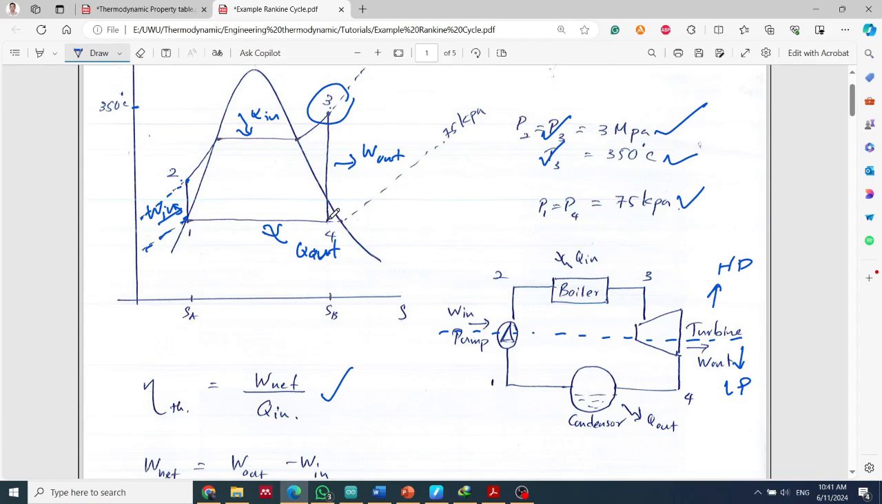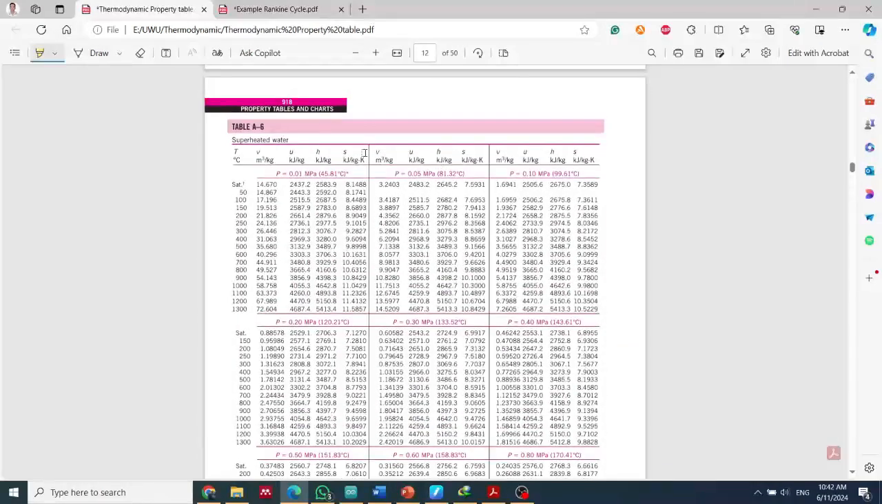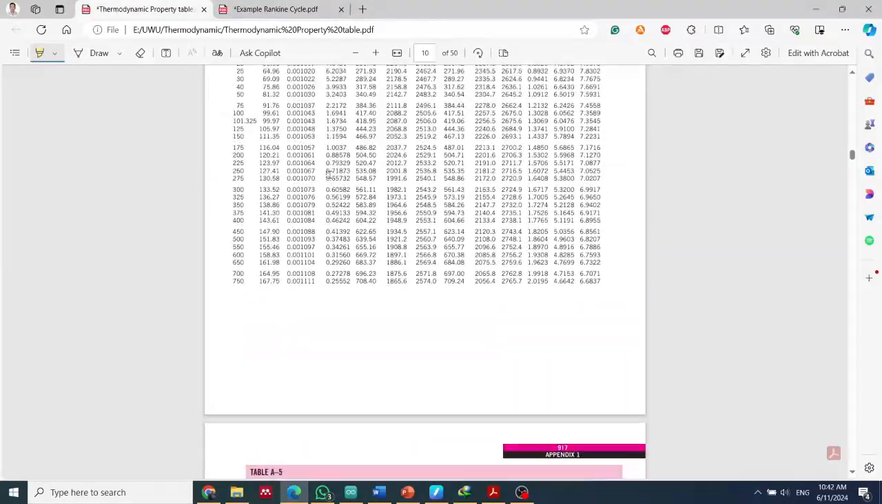By comparing the S values, that means the entropy values. We can refer to the table to find the entropy at this saturated point, using the saturated tables. Let me refer to the saturated table under the pressure of 75 kilopascal. This is the saturated pressure table, because the pressure is given and the pressure is 75.